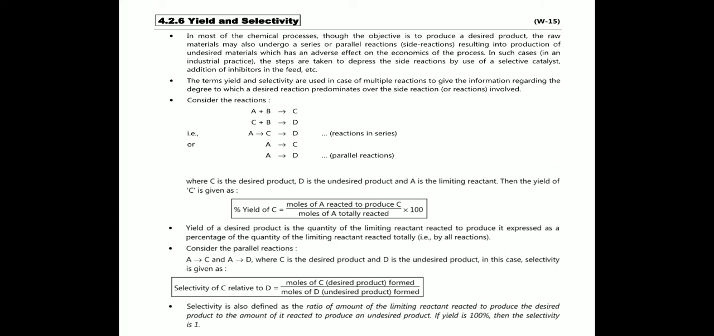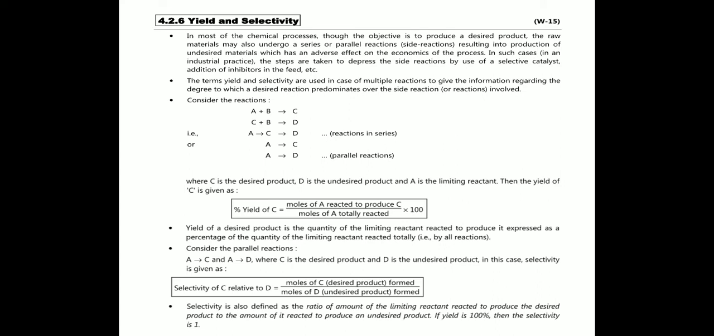Now the yield and selectivity. In most chemical processes, though the objective is to produce a desired product, the raw material may undergo a series of parallel reactions resulting in the production of undesired material, which has an adverse effect on the economics of the process. In such cases, steps are taken to depress the side reaction by use of a selective catalyst or addition of inhibitors in the feed. The terms yield and selectivity are used in the case of multiple reactions to give information regarding the degree to which a desired reaction predominates over the side reaction or products.